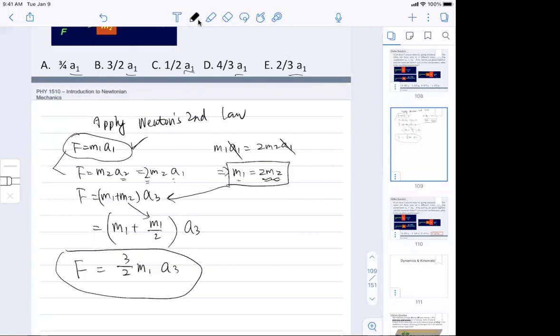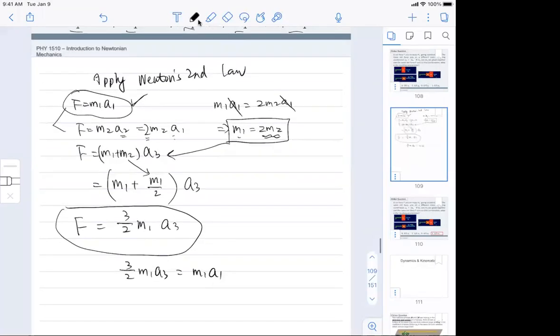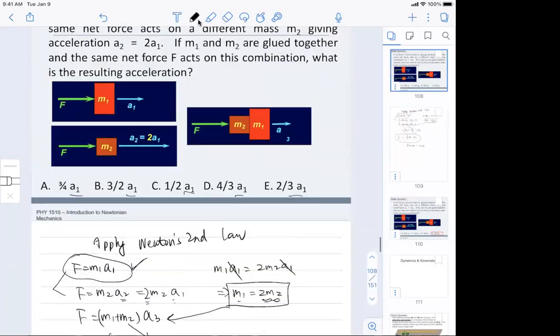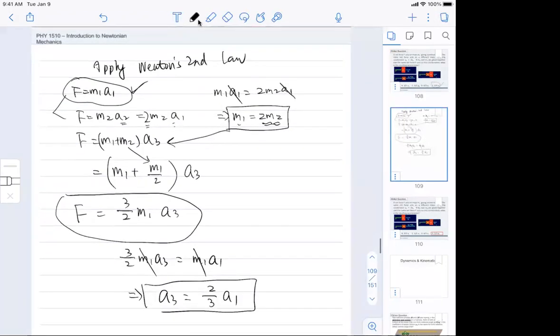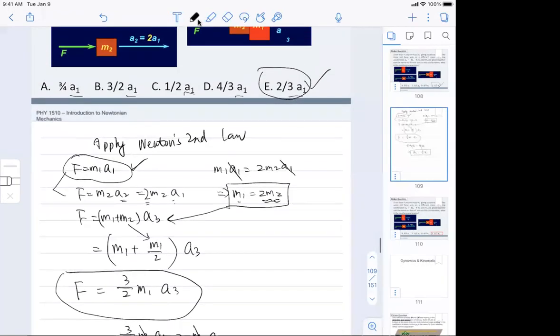Same force, so 3 over 2 M1 A3 is the force, which is the same force as M1 A1, and M1 cancels. So A3 is 2/3 of A1. 2 over 3 A1. So E is the correct answer. You see that we're simply working with our variables without plugging in any numbers. Okay. All right.